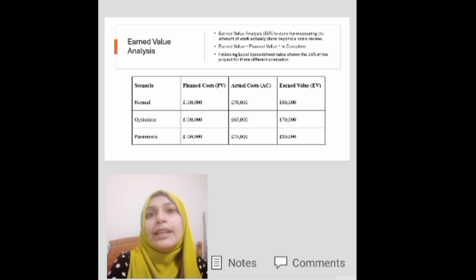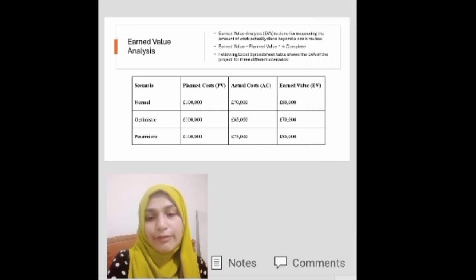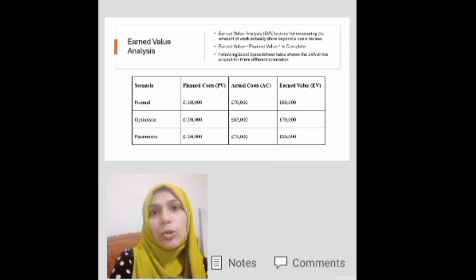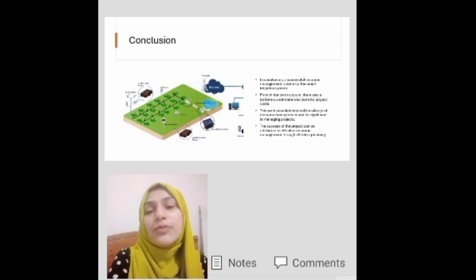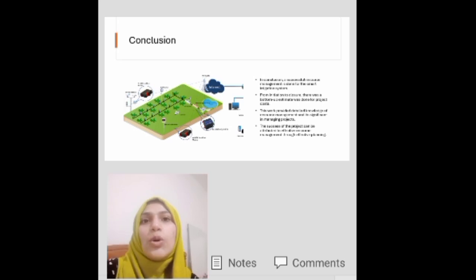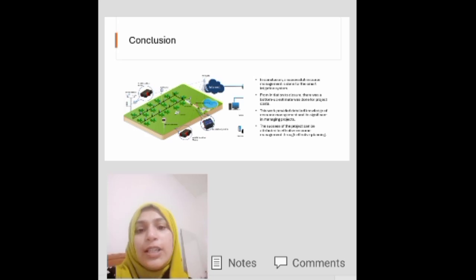In conclusion, effective resource management is vital for success of the smart irrigation system project from initiation to closure. A bottom-up estimate was done for the project cost and detailed planning ensured efficient resource utilization. This work provides significant knowledge of resource management and its importance in managing projects. The success of the project can be attributed to effective planning, monitoring, and adaptation to changing resource needs.